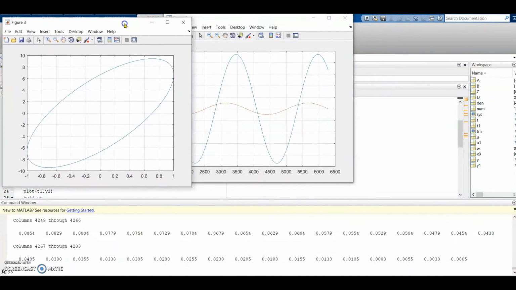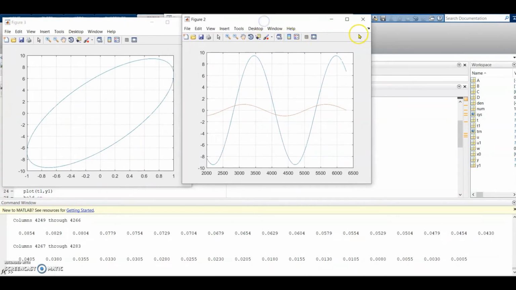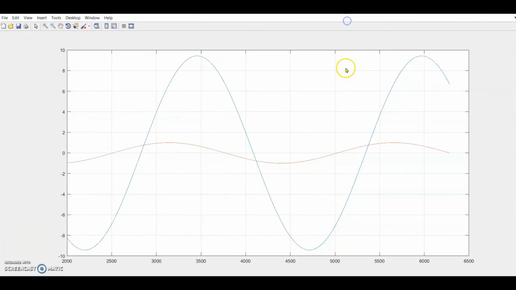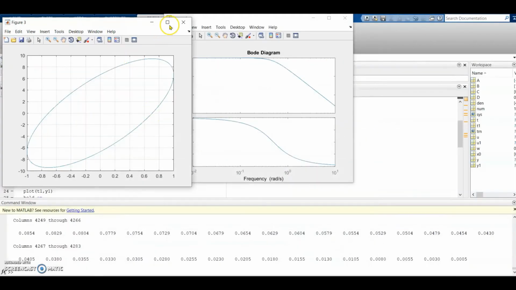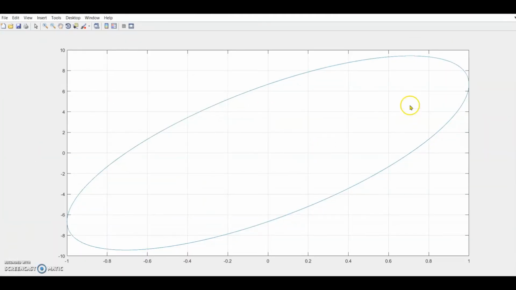So this is the XY plot. As you can see, the figure which contains input and output has changed a little. The output has gone down from near 10 to around 9.5, and this is the input. The phase is increased. If you compare from the previous case, the phase is increased by increasing the frequency of the input. Similarly, this plot has also changed.